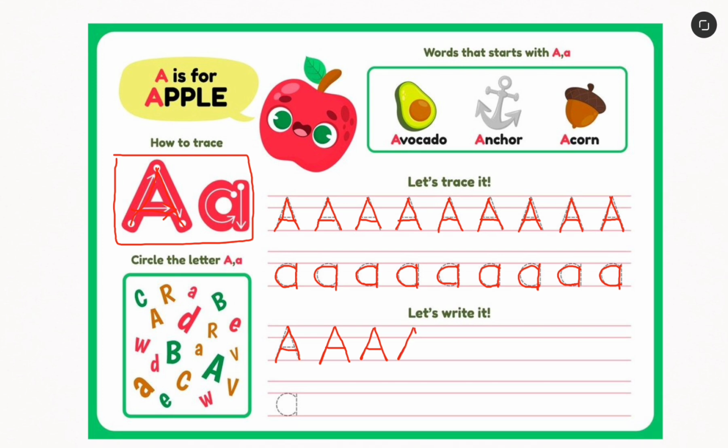Now let's practice together. Get a piece of paper and then start writing A with me. Okay. A. A. A. Very good. Now let's continue with a small a. We have small a, small a, small a, small a.